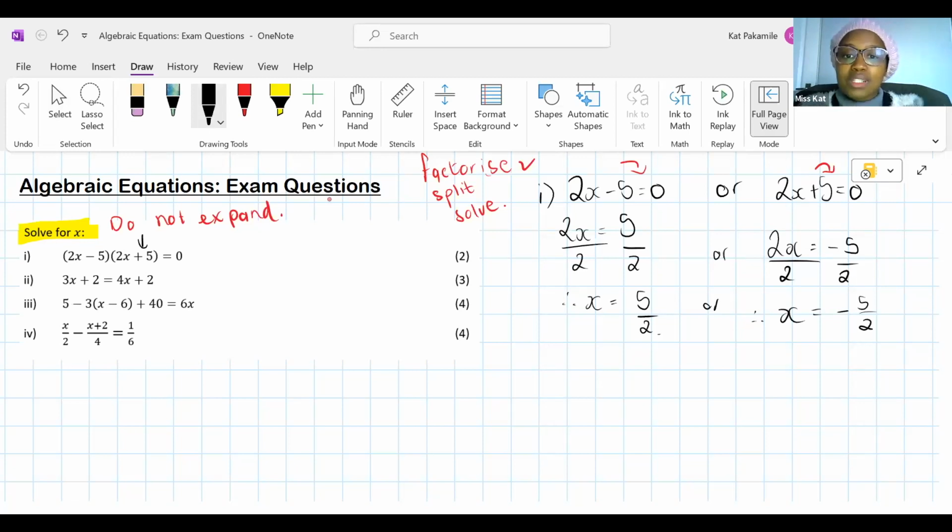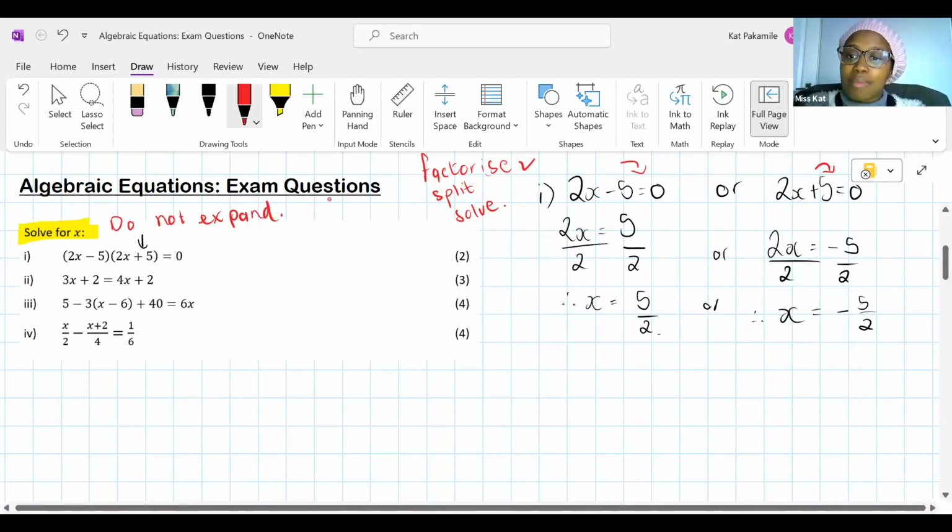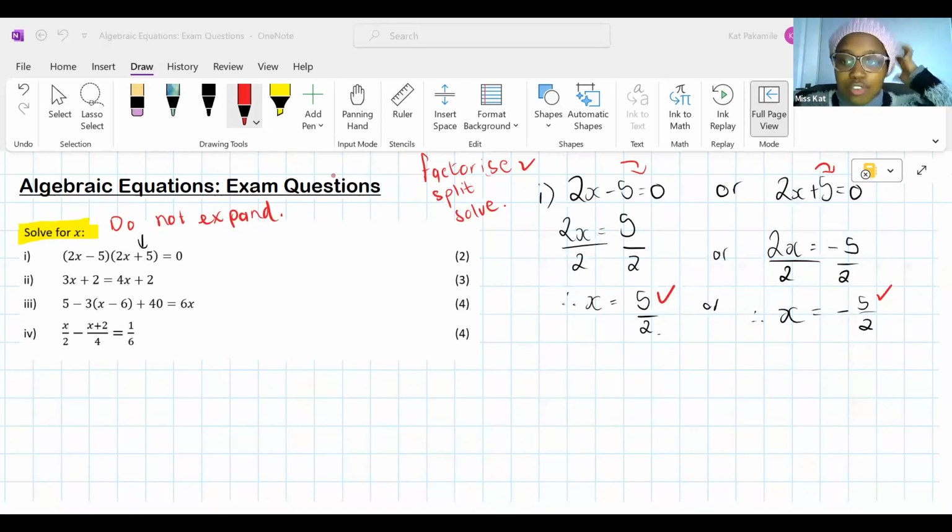And as you can probably tell by now, the 2 marks come from the two solutions, guys. So if you messed up somewhere in the middle here, you're going to lose the 2 marks because you will not get those 2 marks. Okay. So those are my two solutions for x.